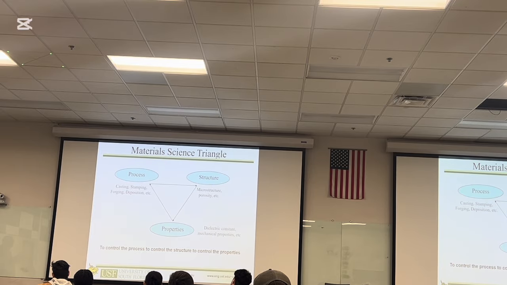Process: casting, stamping, forging, deposition. Structure: microstructure. So we need to have some sort of microscopy to look at a very, very small scale and find that length scale. And that affects the properties, dielectric, mechanical, whatnot, to control the process, to control the structure, to control the property.